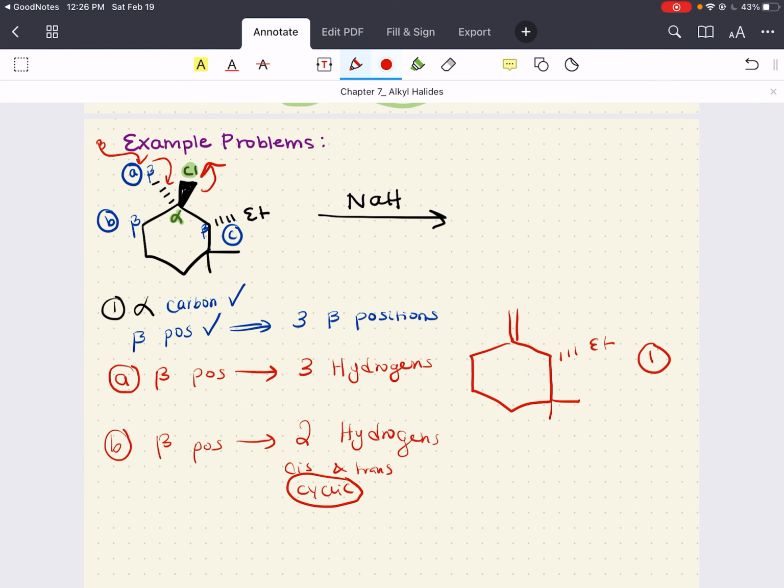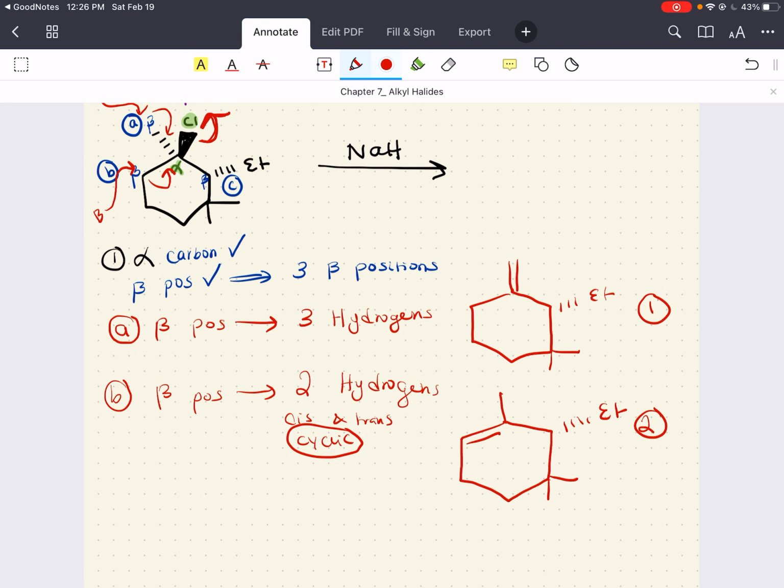So what that means is our base is going to come, steal a hydrogen from this beta position. The hydrogen is going to form a double bond between the alpha and the beta, and then our leaving group leaves. So our product for this beta position is going to look something like this. And that's it. Because it's cyclic, we only get 1 product, not a cis and trans. So this is our second E2 product.